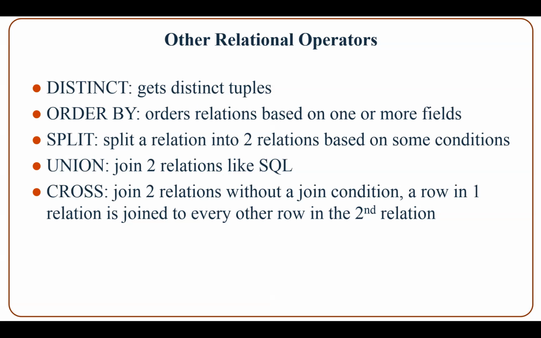There are other relational operators such as distinct, which gets distinct tuples; order by, which orders relations based on one or more fields; split, which splits a relation into two relations based on some conditions; union, which joins two relations like SQL union; and cross, which joins two relations without join conditions. So a row in one relation is joined to every row in the second relation.